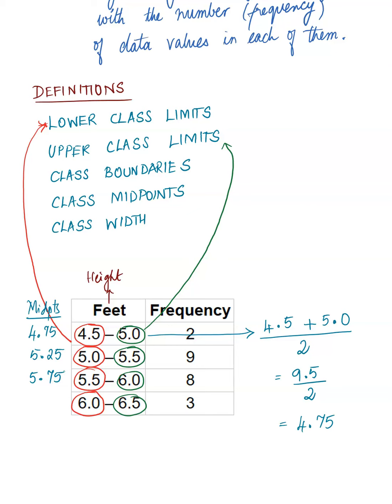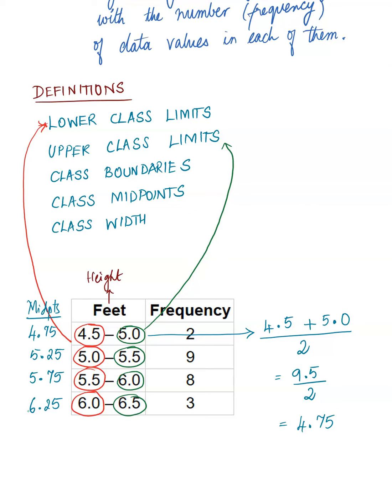Then go for the next one. And you can see that there is a pattern that you can begin to see, right? In fact, you could actually figure out what the next one will be. 6.0 to 6.5 would be 6.25. And you can see that pattern, right? 4.75, 5.25, 5.75, 6.25, and so on. And it's because of the consistency there that we like it.